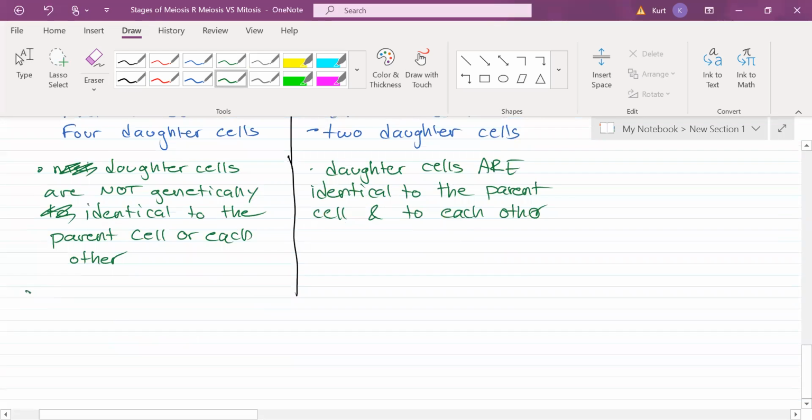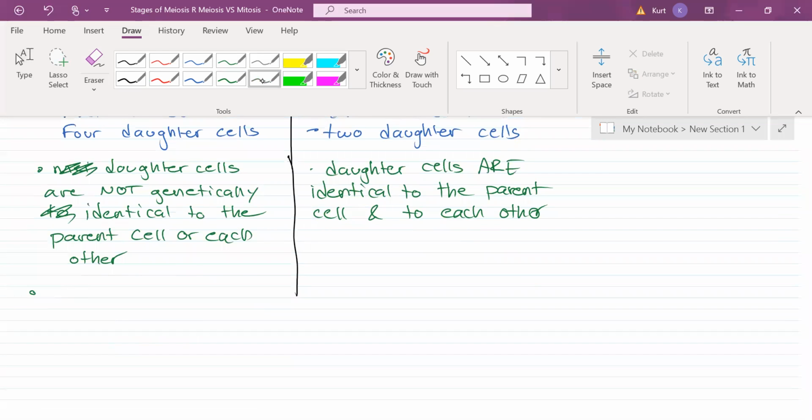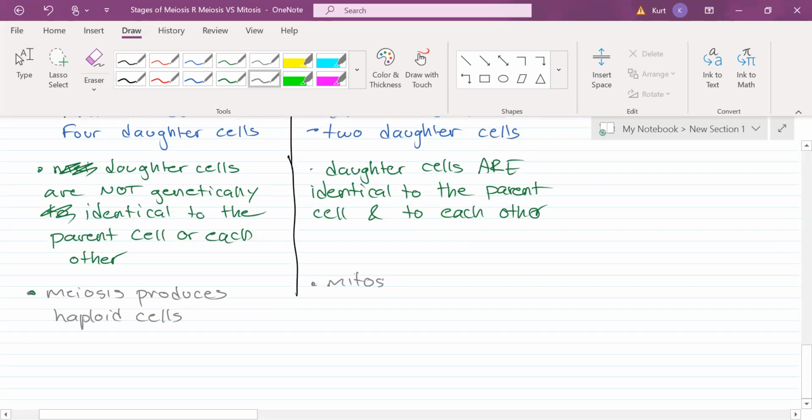All right, another one. Meiosis produces haploid cells. Mitosis produces diploid cells. Okay, we got one more.